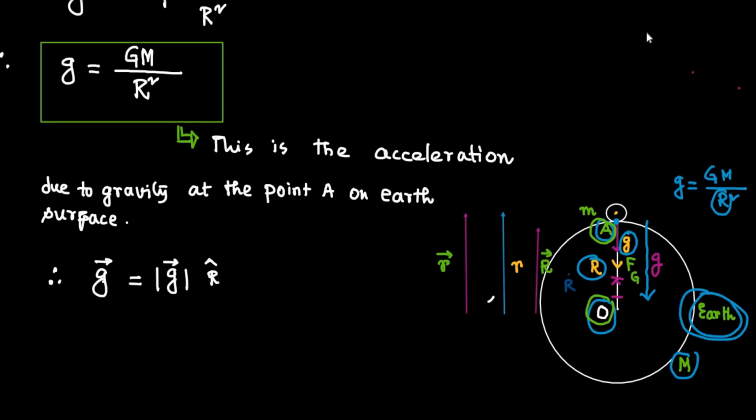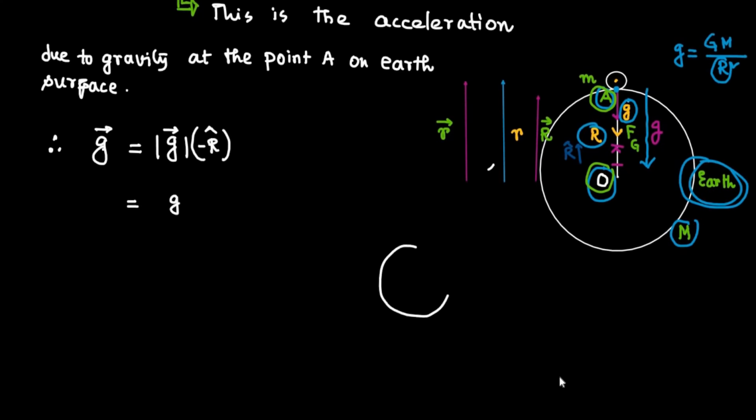In the diagram, r cap is a small unit vector of radius of Earth which acts radially outwards, and acceleration due to gravity acts inwards. So we can consider negative sign of r cap, because acceleration due to gravity vector g acts in the opposite direction of r cap. So here R is the radius of Earth, and we consider unit vector of radius of Earth, that is r cap, acts radially outwards, and vector g acts radially inwards towards center of Earth.